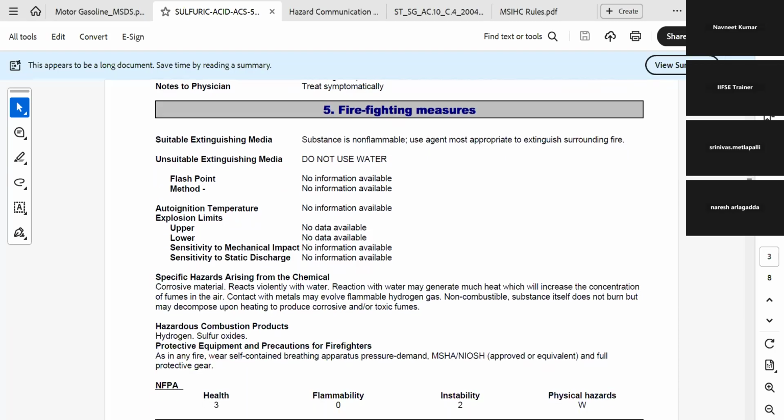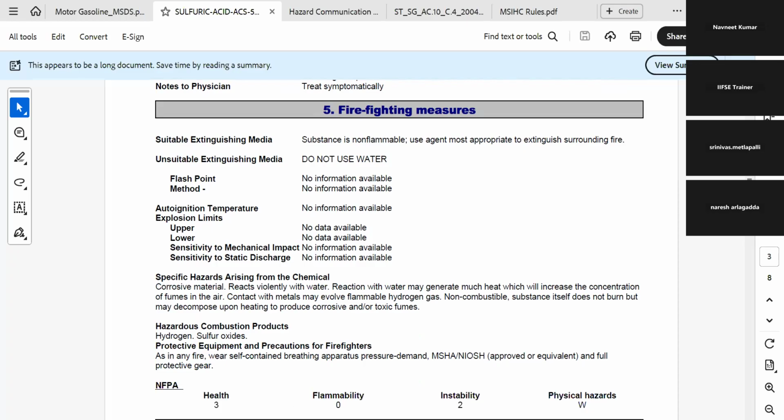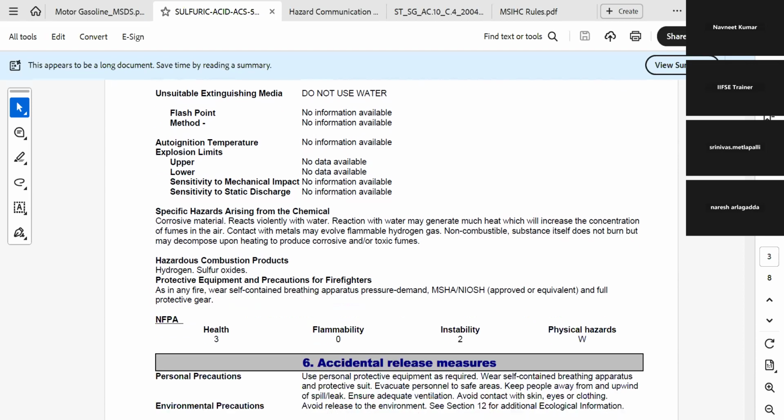And with respect to firefighting measures, basically if I ask a question on this topic, they ask us to write the list of sections in the MSDS. You have to write only the headings of the MSDS, all these 16 sections. You need not write any matter within this. Firefighting is a section that we have to write.